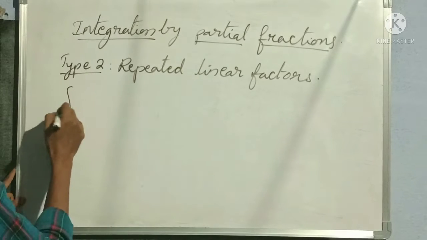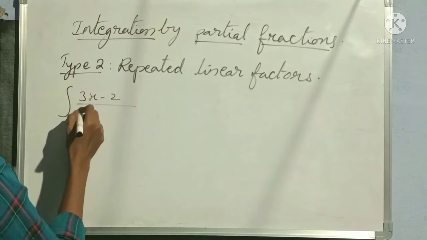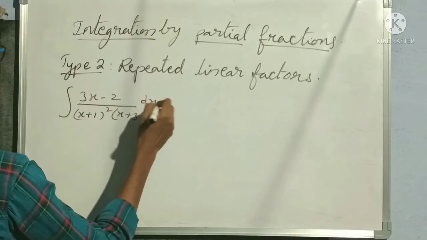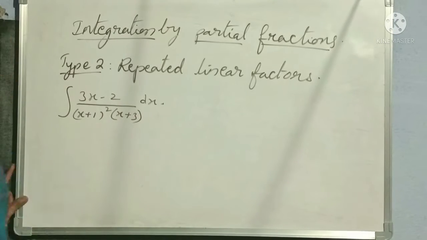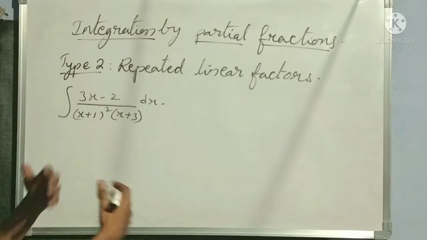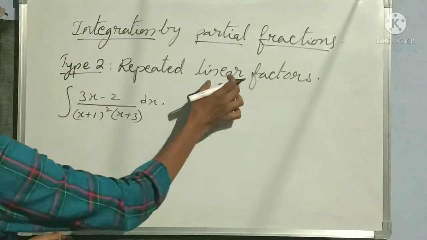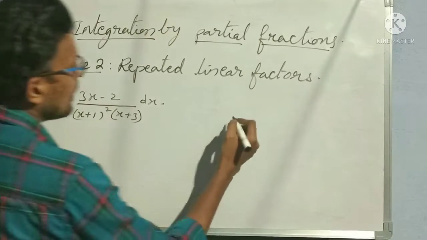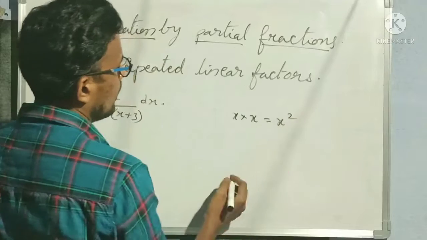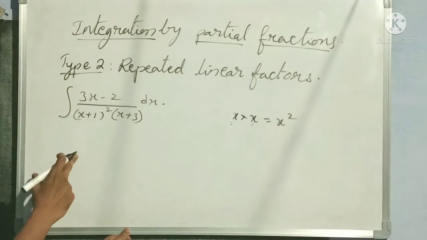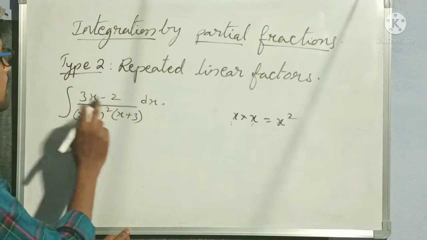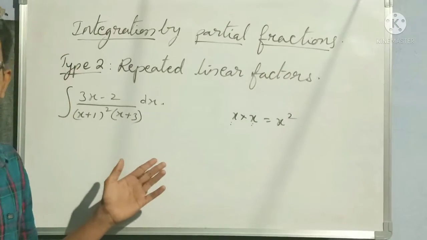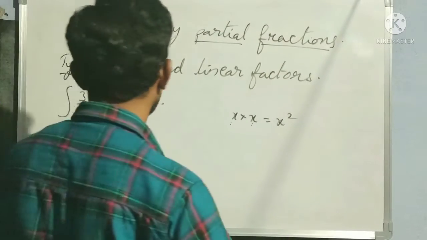Let us solve that. So integral of (3x minus 2) by (x plus 1) whole square into (x plus 3) dx. See here, repeated means (x plus 1) whole square, that is x plus 1 is repeated 2 times. That is nothing but repeated linear factors. x into x means x square, means x is repeated 2 times. In the same way, x plus 1 is repeated 2 times, that's why this becomes (x plus 1) whole square. So this comes under the category of repeated linear factors. Understood everybody? So now let us solve this problem.